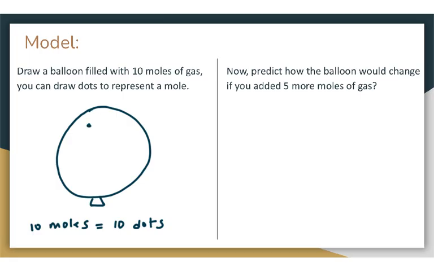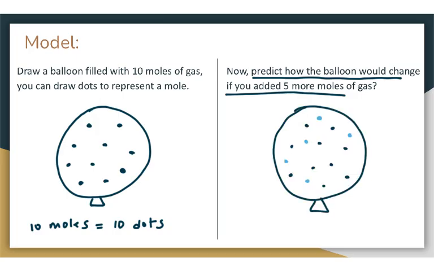1, 2. Now that we've done that, take a minute and predict how the balloon would change if you added 5 more moles of gas. Think about what would need to change and sketch that out where it says predict.